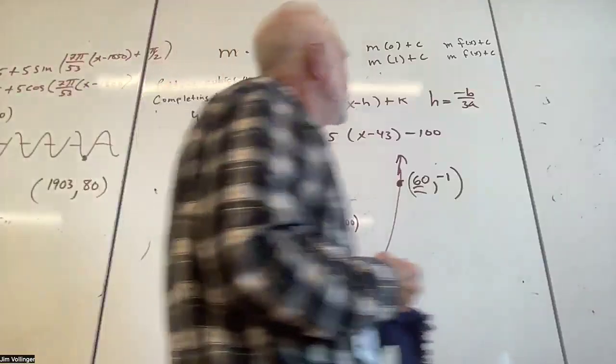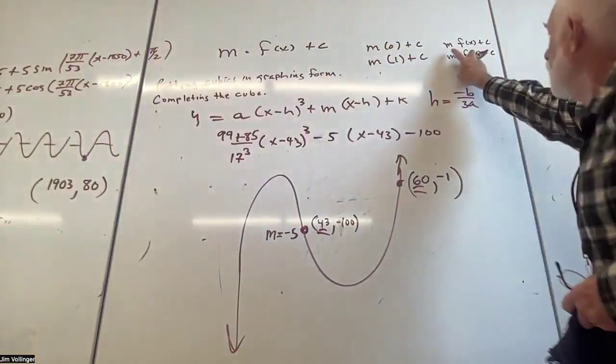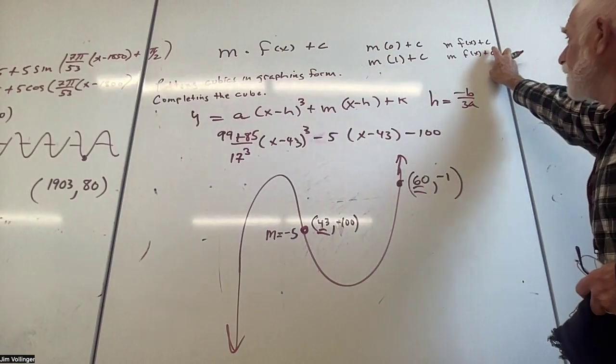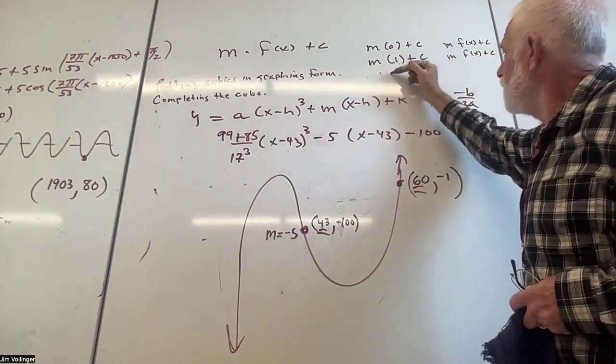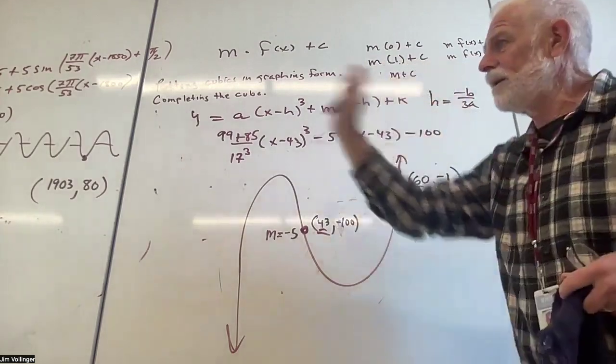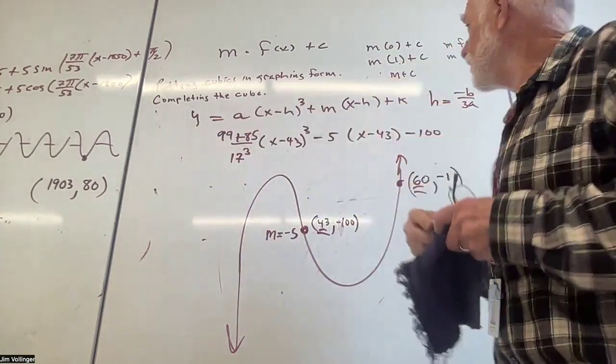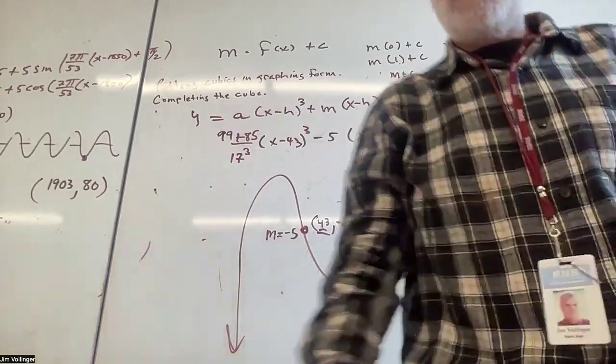All right, so basically what I've been doing is looking at multiplying functions and adding a constant. And m times 0 gets me c, and m times 1 gets me m plus c. And I was using that quite a bit here. Not in every situation, but most.